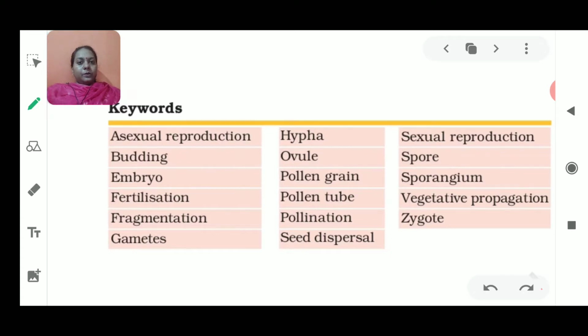After that, we started discussing the sexual mode of reproduction, where flowering plants are of two types: plants with unisexual flowers and plants with bisexual flowers. We discussed that if the plants have bisexual flowers, they have to undergo two processes, that is pollination and fertilization.